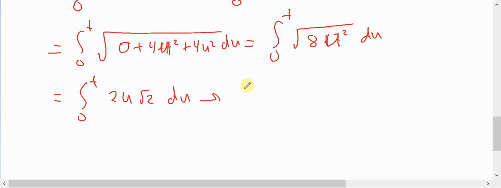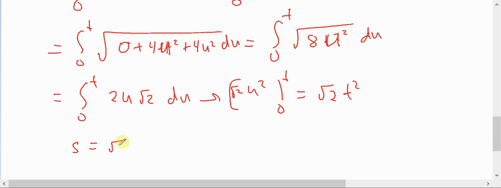When I integrate this, I get u squared over 2. That's going to cancel this 2 out, so I'll still have a square root of 2, evaluated from 0 to t. Plugging that in, I get square root of 2 t squared. So s equals square root of 2 t squared. And if I plug in 0, you're going to get 0, obviously. I didn't put that down. And I can solve this now.